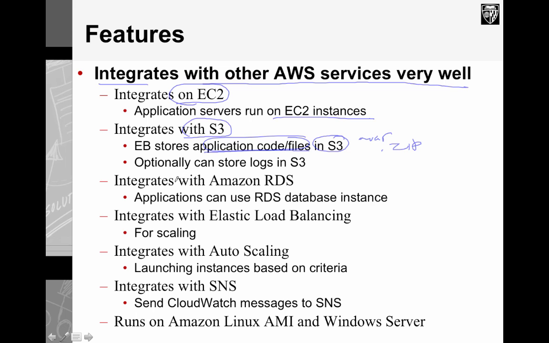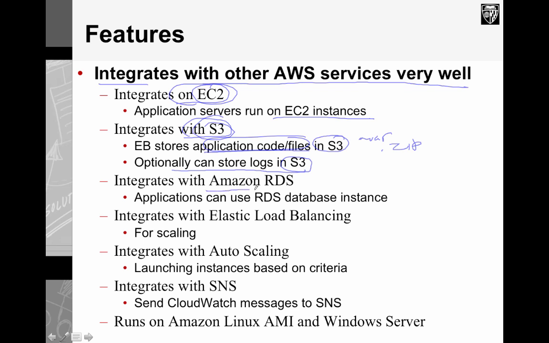Optionally, when your application is running, there are log files that are created. Those log files can also be stored in S3. Notice how AWS actually has synergy between these different products. So the AWS EB, as you can see, integrates with EC2 and S3.